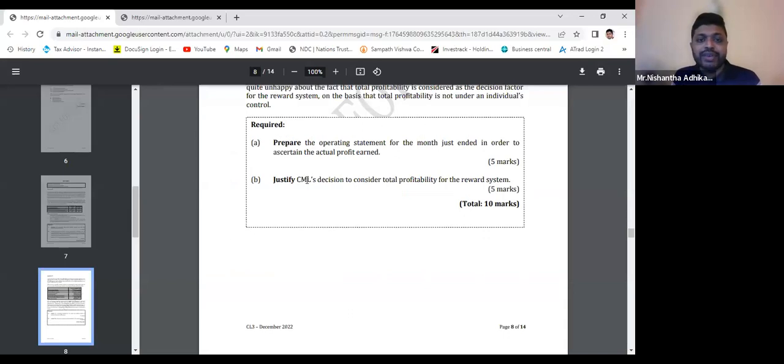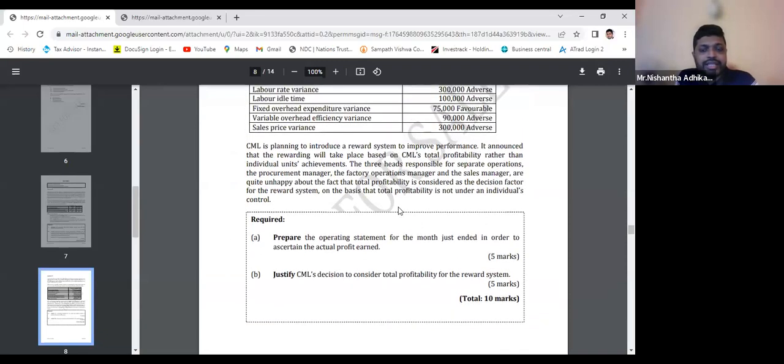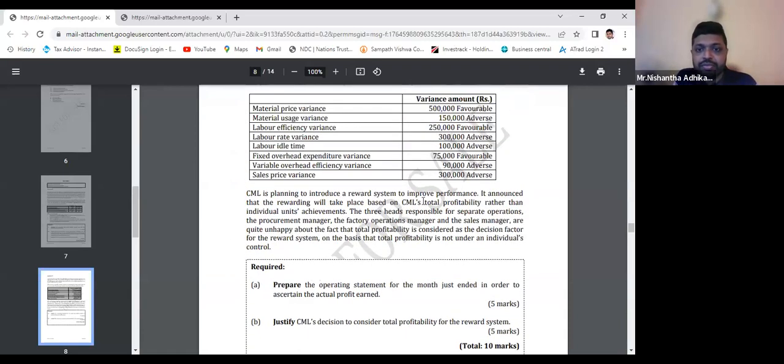It asks, justify CML's decision to consider total profitability for the reward system. Right, in the suggested solution, it looks at only one angle. It clearly says that the profitability of the company will be considered when deciding the reward, overall company profitability. Now I will take that as a good option, one side that is in favor. I will explain in favor. If the organizational objective is to maximize overall company profitability.